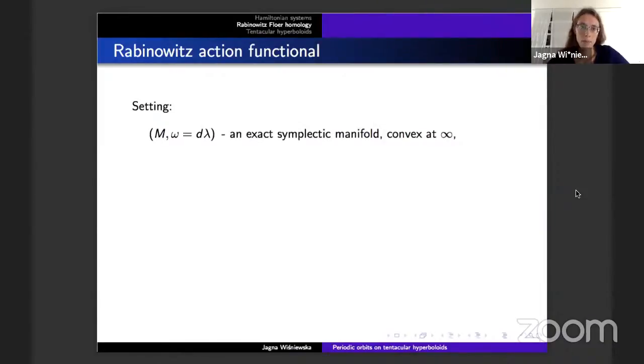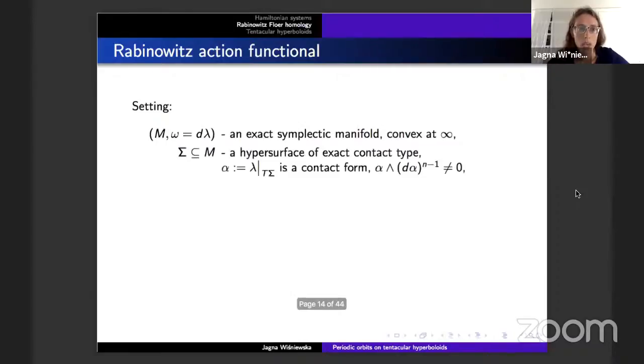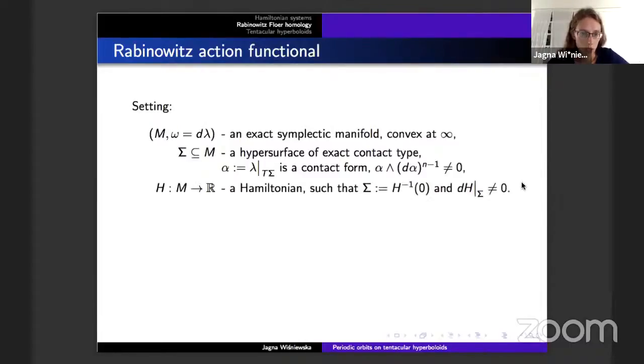Our setting is: we have a symplectic manifold, which is exact, so it has a global primitive, and satisfies some convexity conditions at infinity. We have a hypersurface in this manifold, and we require the hypersurface to be of exact contact type. So there exists a primitive of the symplectic form which, restricted to the tangent bundle of the hypersurface, is a contact form. So it satisfies this contact type condition. And then we choose a Hamiltonian on our symplectic manifold such that this hypersurface is a regular zero level set of this Hamiltonian.